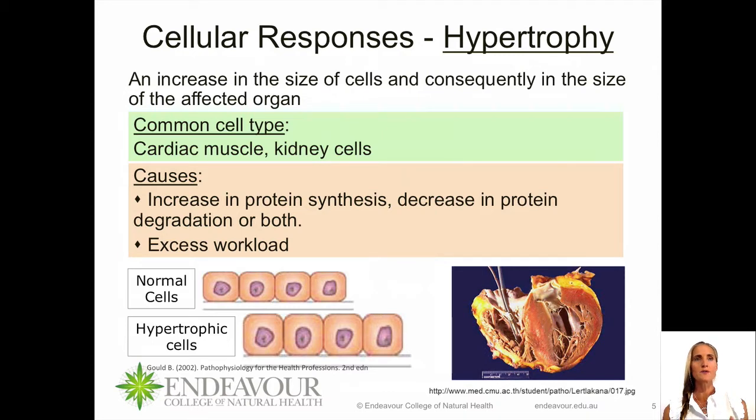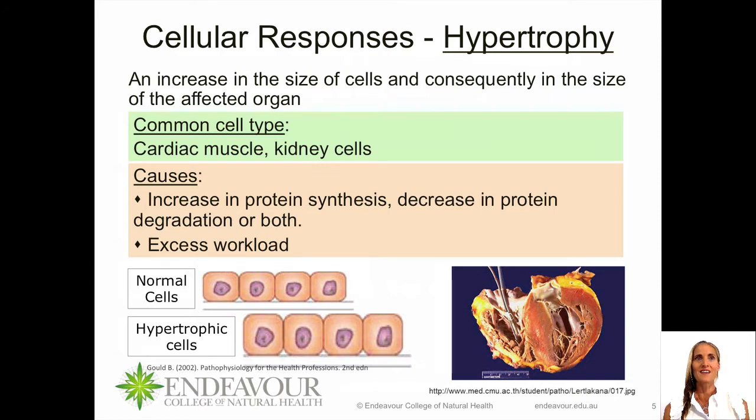A few examples for you are left ventricular hypertrophy, and this can be from hypertension. That hypertension causes the cardiac muscle to become stronger out of necessity. It can cause aortic valve stenosis. So this is a pathological example.